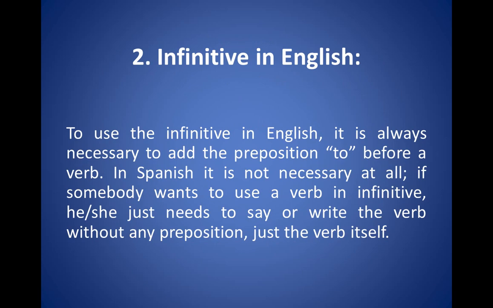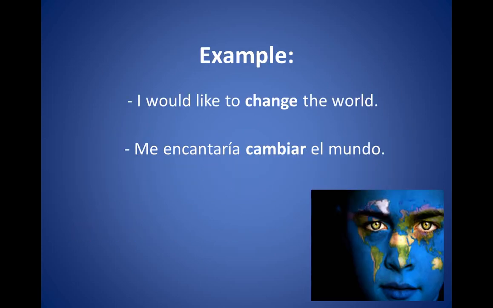2. Infinitive in English. To use the infinitive in English, it is always necessary to add the preposition to before a verb. In Spanish, it is not necessary at all. If somebody wants to use a verb in the infinitive, he or she just needs to say or write the verb without any preposition, just the verb itself. Example: I would like to change the world. Me encantaría cambiar el mundo.